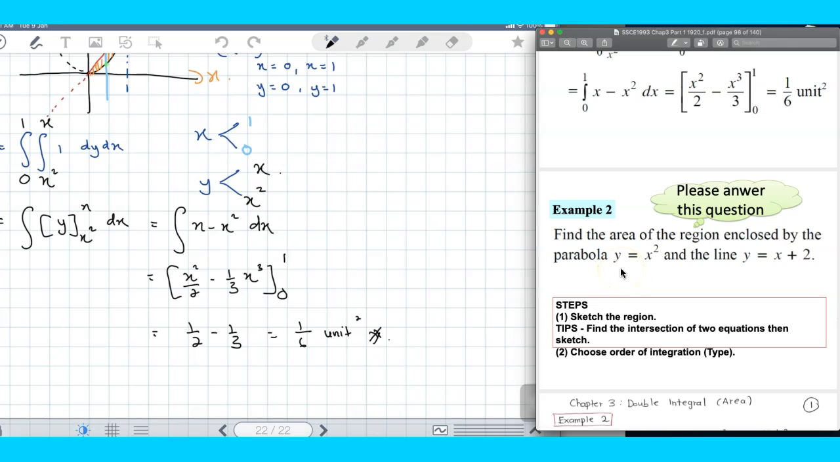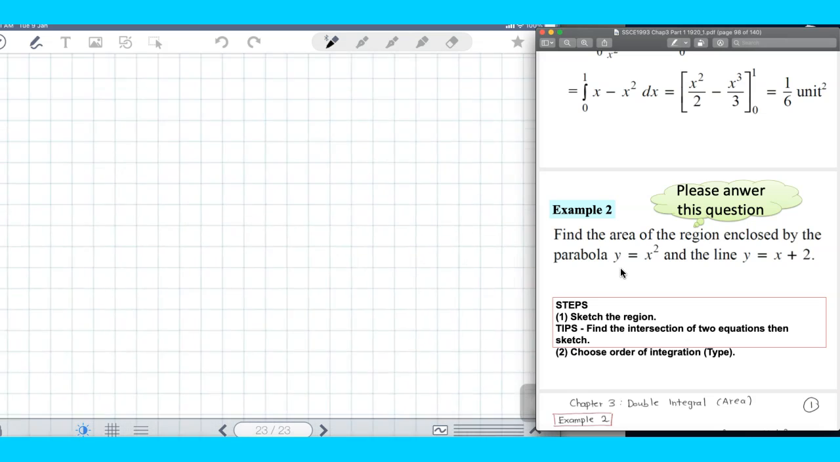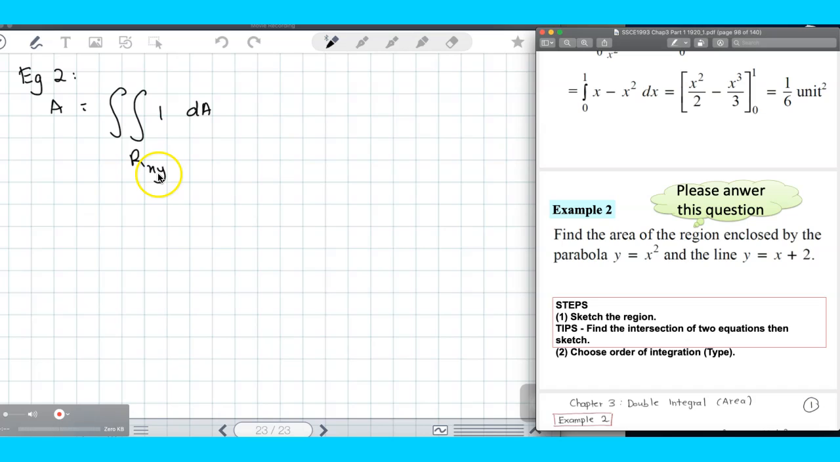Okay, look at example 2. Find the area of the region bounded or enclosed by the parabolas. In example 2, you want to obtain the area, the integral of 1 dA over the region, and your region is on the xy plane. You might wonder why this time I put xy. Actually, if you don't want to put it, it doesn't matter. I just want to remind ourselves.